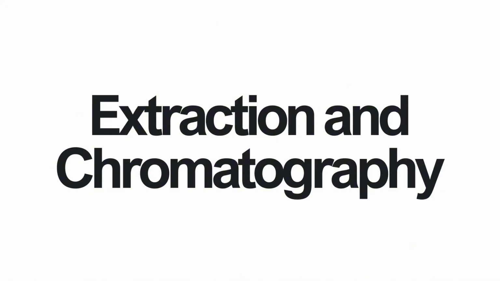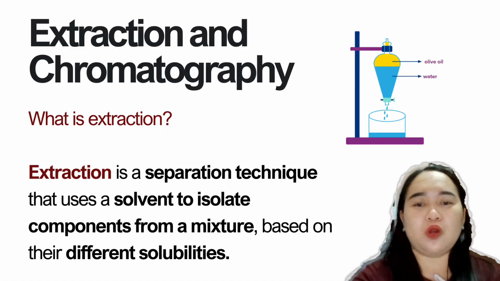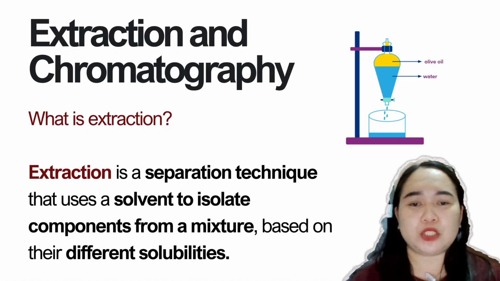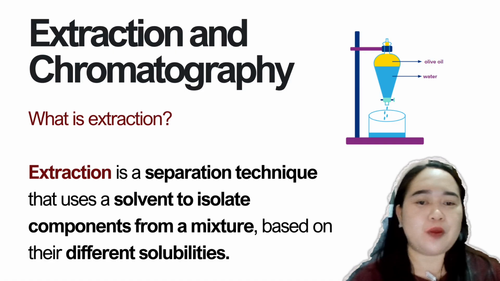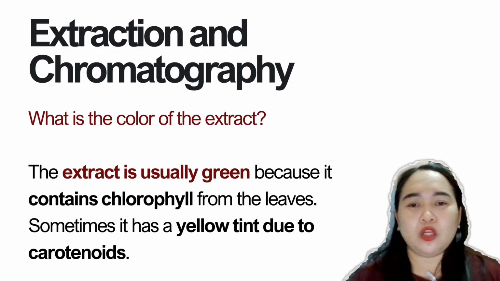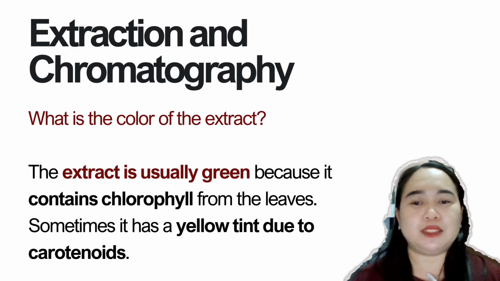Extraction and chromatography, which is used to separate plant pigments from leaves. What is extraction? Extraction is a method that uses a solvent to separate substances from a mixture based on their solubility. Color of the extract. So what is the color of the extract? The extract is usually green because of chlorophyll, sometimes it looks yellowish or has a yellow tint due to other pigments like carotenoids.